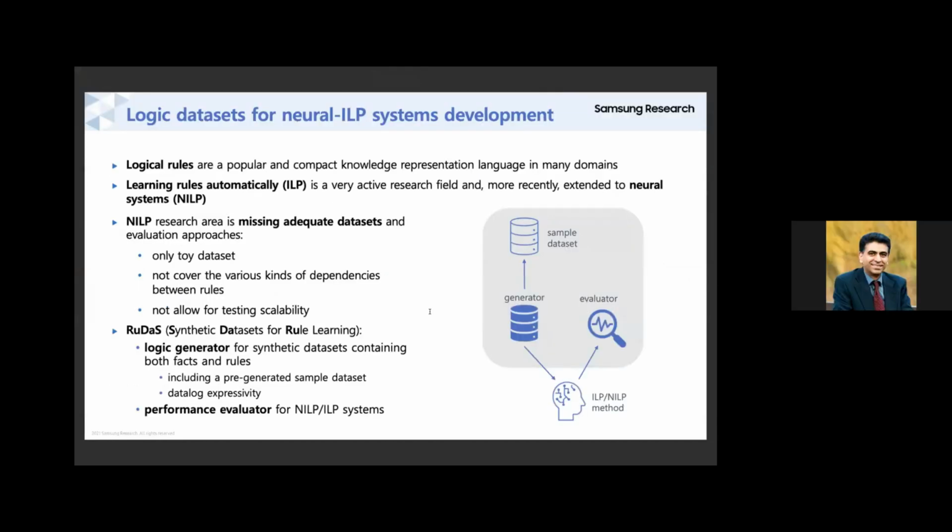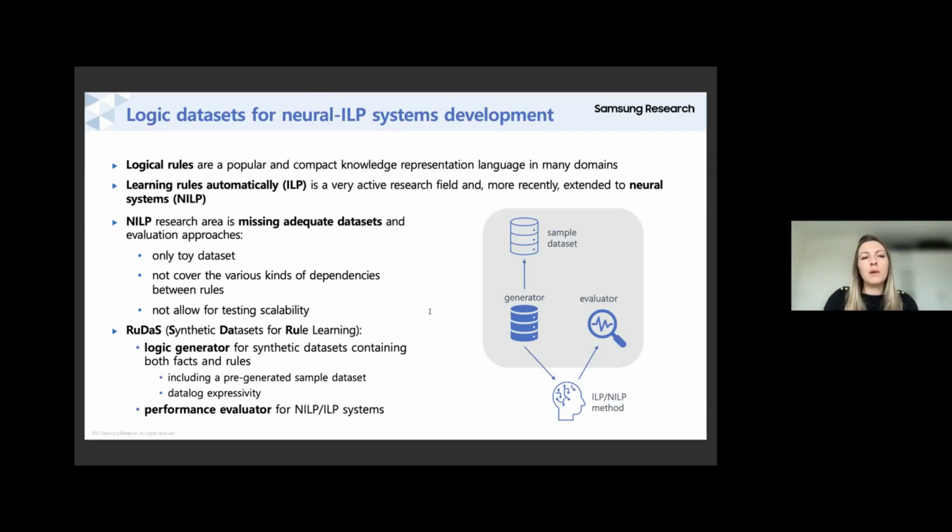Just to give you an overview of the motivation for this work: as we all know, logical rules are a useful and compact way to represent knowledge. Over the years, many ILP methods have been developed, and more recently they got the attention of the machine learning community. So we start to see a lot of neural ILP systems.